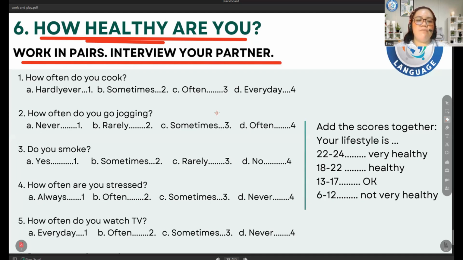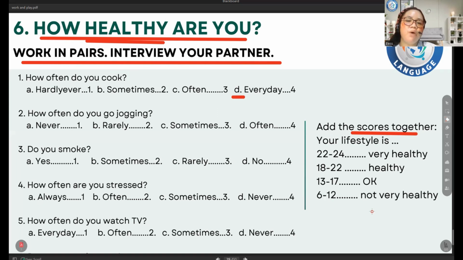Okay. So here, 1 to 5, I want you to take some time to answer. Like for example, while I'm reading, you may answer. Number one, how often do you cook? A, hardly ever. One. Letter B, sometimes. Two. Number C, often. Three. And number D, every day. That's 4. So 1, 2, 3, 4 is the scores. Yes, that will check if you are really healthy or not. It will be the determining factor of your health.